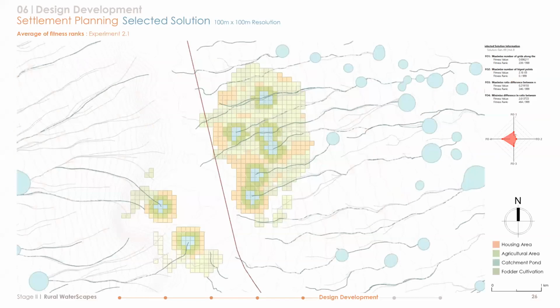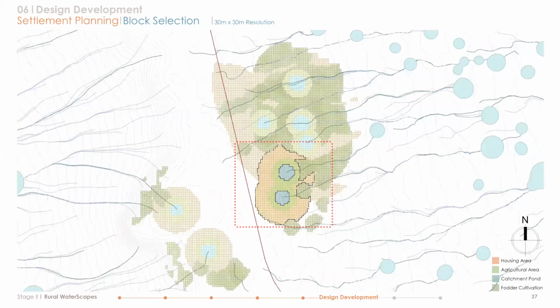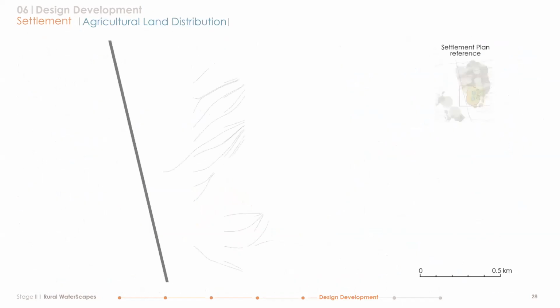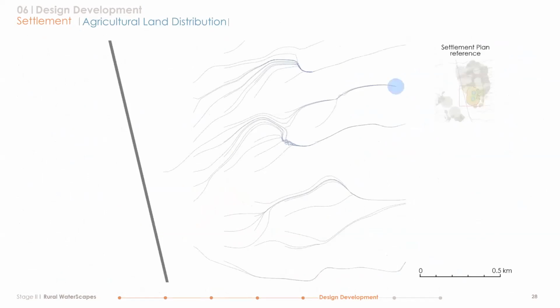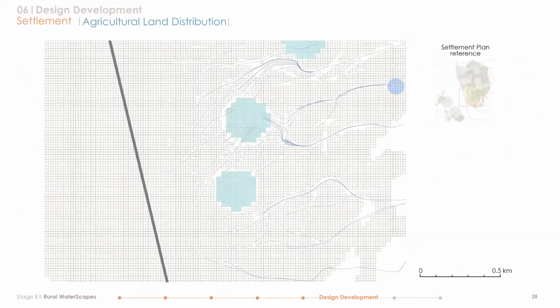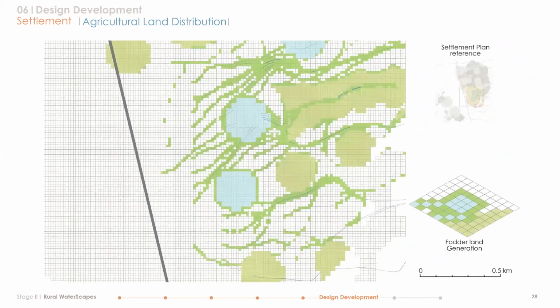And that led to, again, they used the average fitness ranks in this case. That led to a general distribution of housing and agricultural and catchment areas, as well as the foliar cultivation. And then again, we zoom in further into this functional distribution, where they started to observe and study how the agricultural land distribution could be studied in this more zoomed in, smaller scale area.